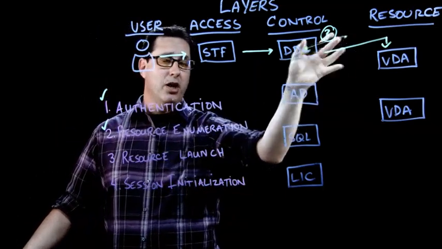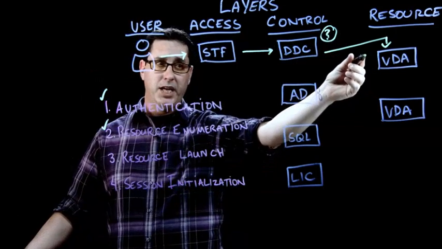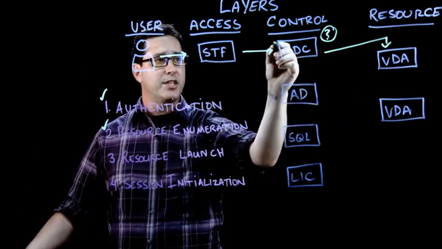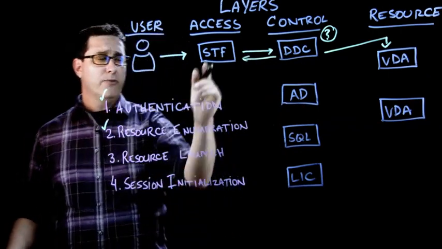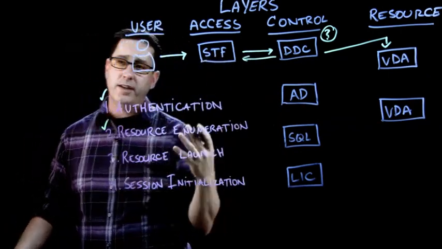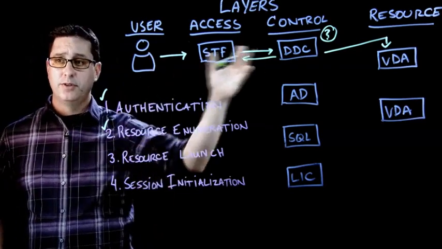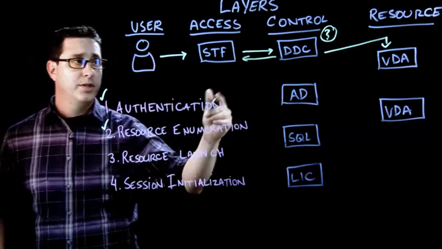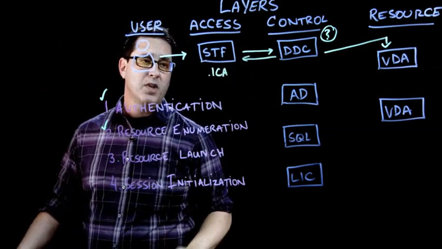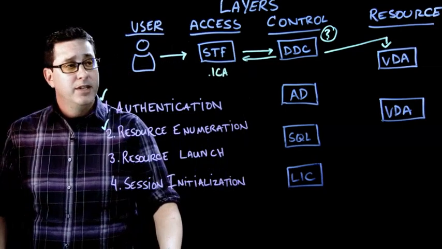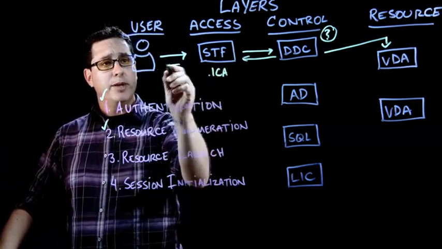That means it knows all the information that it needs to tell the user how to connect to the VDA. So the DDC sends that information back to Storefront. And Storefront's job right now is to create the file that the CWA is going to use to launch that VDA resource. We call this file a .ica file, or you can call it an ICA file. And this file is a text file that is going to get sent back to the user's endpoint.